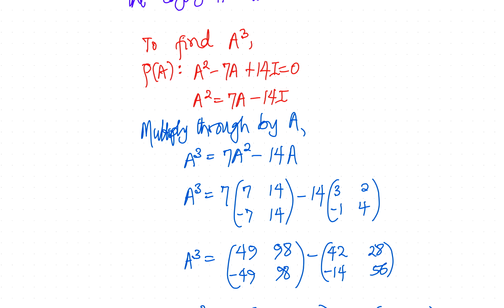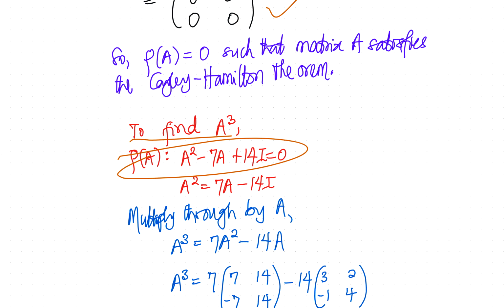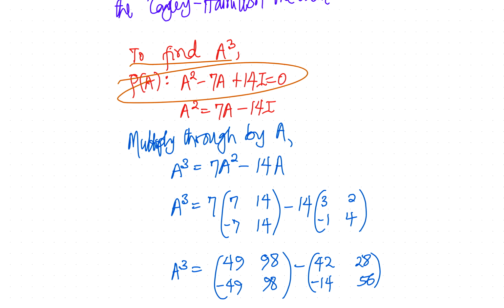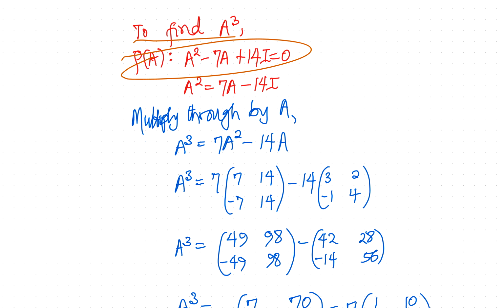So to find A cube, you've already seen, from what we have established, that rho of A is A squared minus 7A plus 49I is equal to 0. At least that has been established at the top here. So if that is the case, we are looking for A cube, right? And there's no A cube in this expression, but there's A squared. So since you're looking for A cube, you can make A squared the subject of formula.